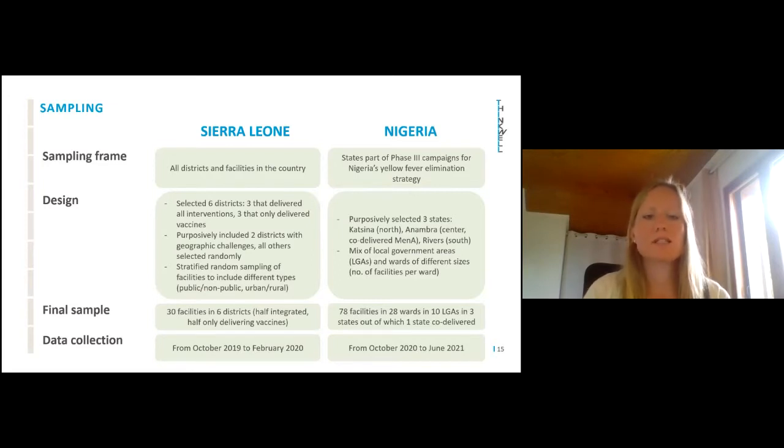And we collected the data from October 2019 to February 2020 in Sierra Leone, and from October 2020 to June of this year in Nigeria. So that's an overview of the specific campaigns and how we conducted the study. And I'll pause again for questions on this part before we move over to the study findings.